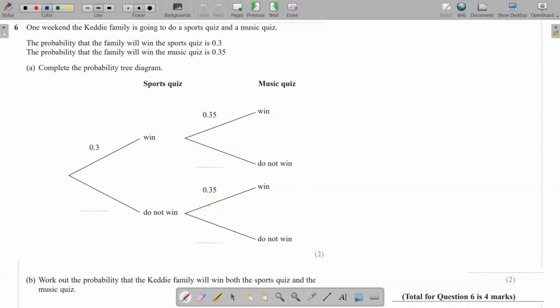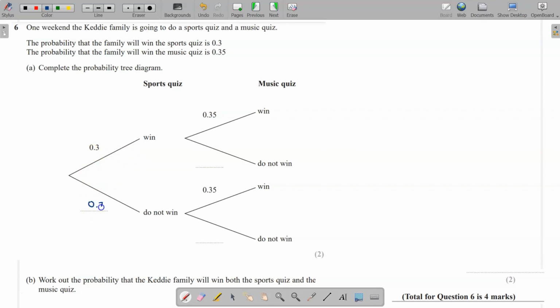Okay, we have a probability problem here with a tree diagram, and we've just read the information we have here, and we're given some information and we've just got to complete the tree diagram. Well, these are binary situations. We either win or we do not win, right? One or the other. So the probability of winning or not winning is one whole one. So if this is 0.3, that must be 0.7.